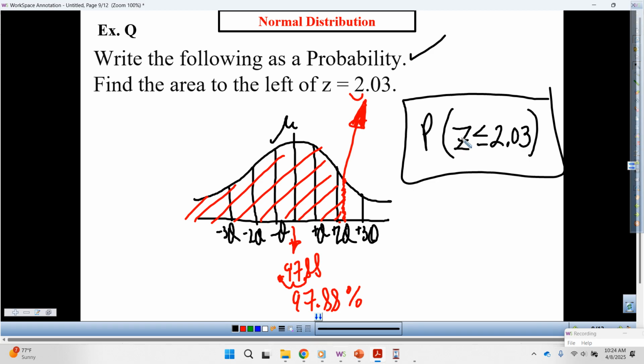Let's see if you understand what it says here. Z is less than or equal to 2.03. Here's 2.03. What's less than that? Well, everything to the left. And does it include Z? Yes, because it's got an equal sign. So less than or equal to that. Copy that, please.